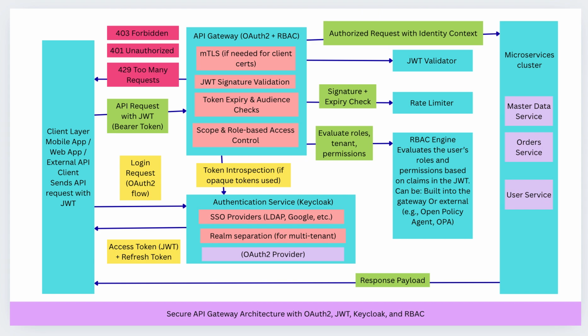Then we have scope. Scopes are like permission buckets. It tells us what permissions or API access scopes the token grants. A token might have read orders, write shipments, etc., defining what APIs this token is allowed to call.